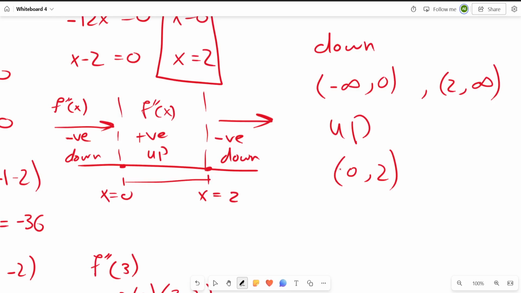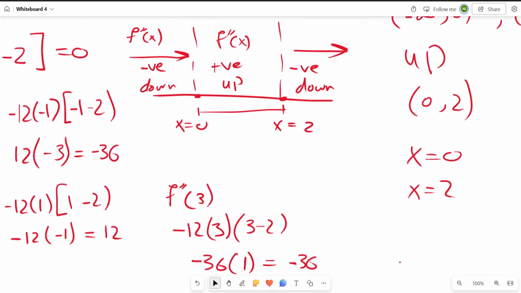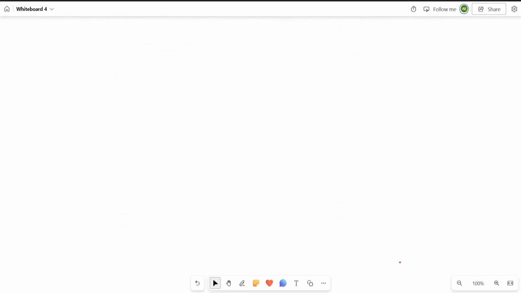This is my answer for the intervals, and the inflection points are at x equals 0 and x equals 2. So let's take one more example over here.